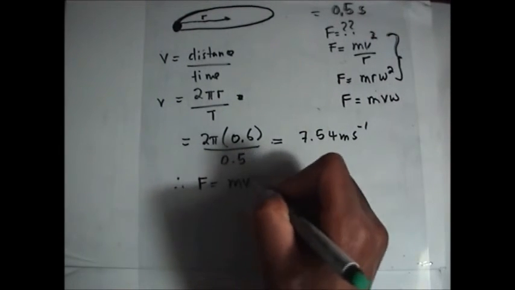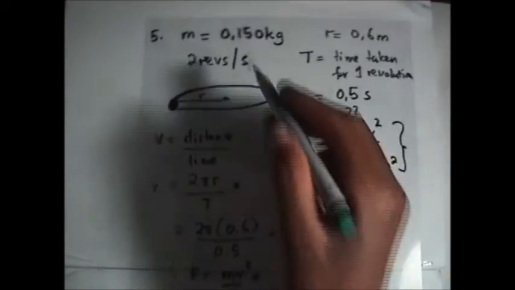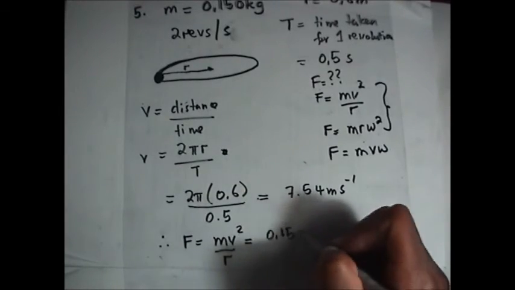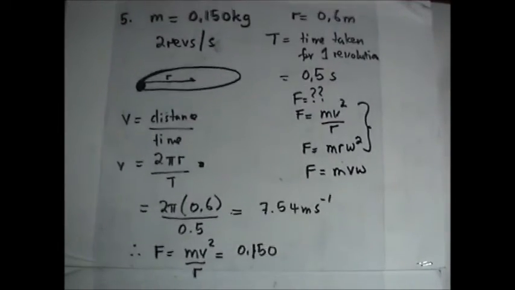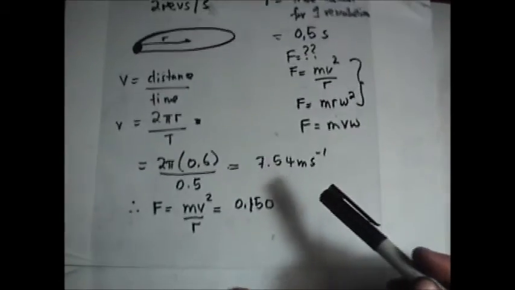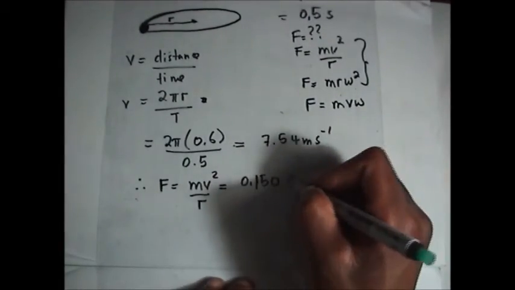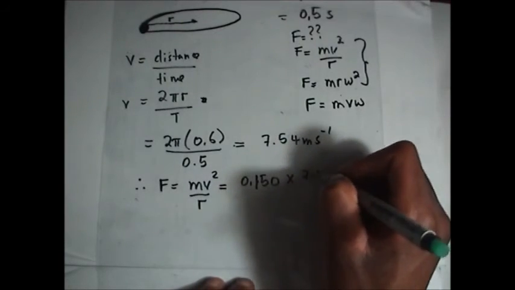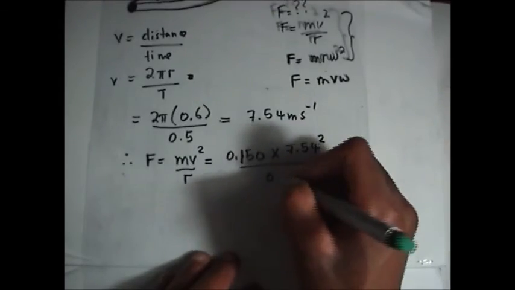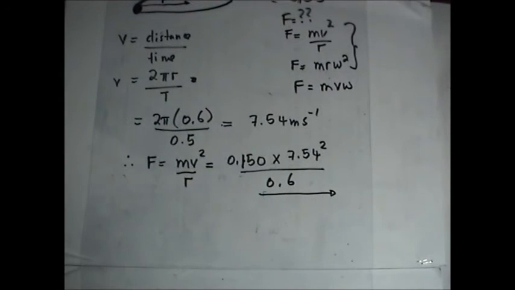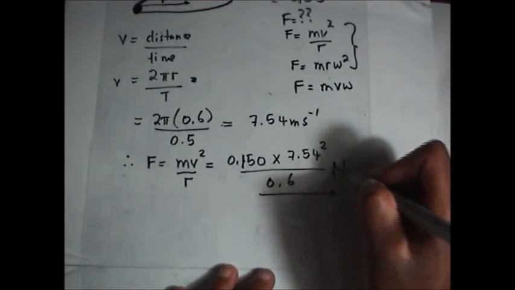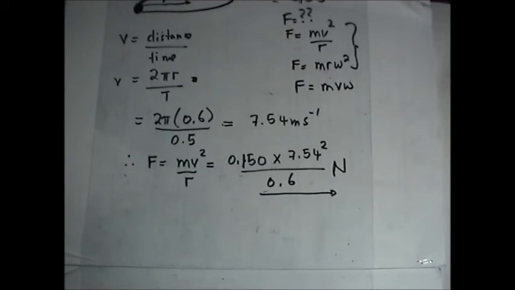Our F is equal to mv squared over r. The mass we are told is 0.150 kgs, and it has to be in kgs. If it was in grams, we would convert it into kgs because that is the scientific notation. So this is 0.15 kgs multiplied by v squared, all over the radius 0.6. That can be homework. You can punch that into a calculator and you get your newtons. The answer will be your force, and it has to be in newtons.